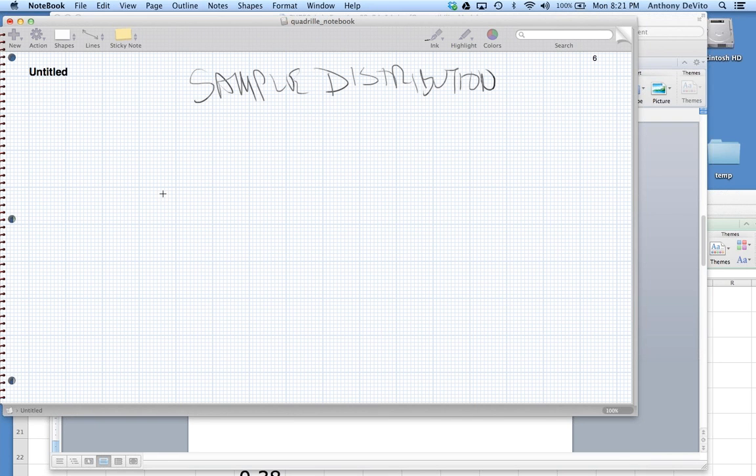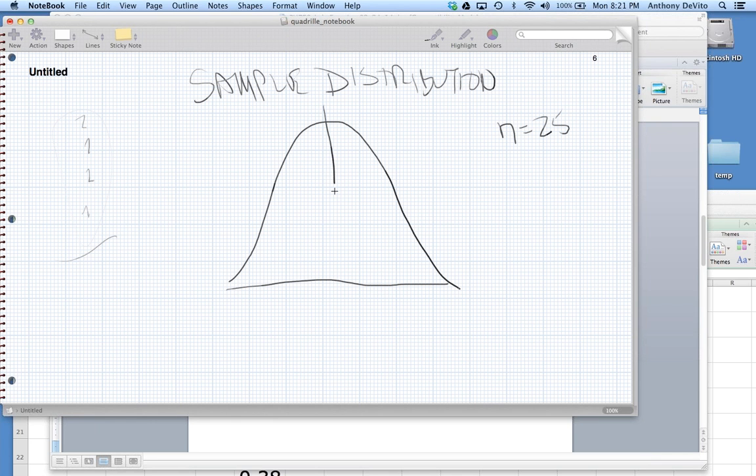Sample distribution: if I take repeated samples of size 25, I'll get one number, I'll get another number, I'll get another, and I'm going to put them all together and show them as a distribution. So if I take repeated samples of size 25, what do I think the mean is going to be? If I take samples over and over again, hundreds of times, thousands of times, what do you think? Yeah, the mean is going to approximate the mean of the population. It's going to be 200, just like the population.